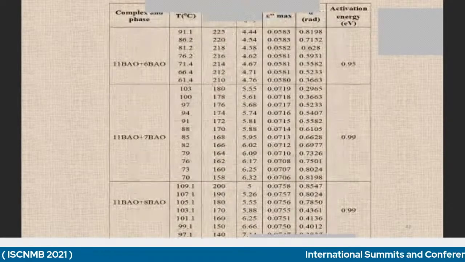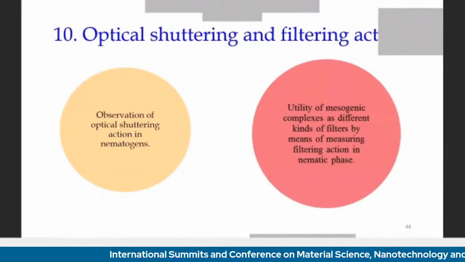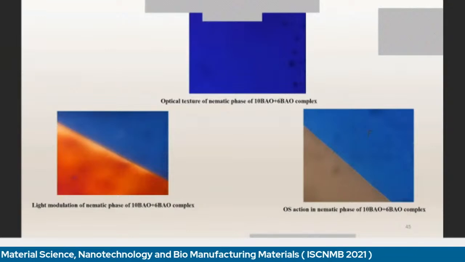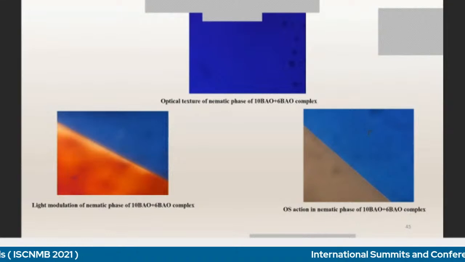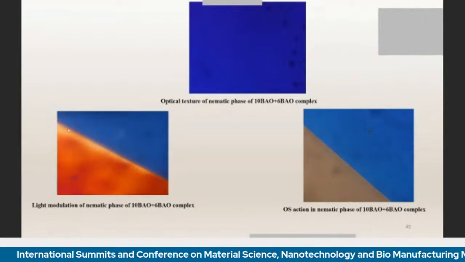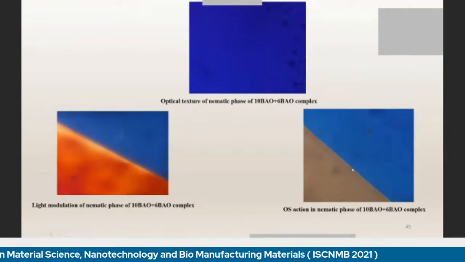And another interesting application is optical shuttering and filtering action. So when you go for a shuttering action, what is shuttering action? When we fill a liquid crystal in a cell, a conducting cell, a polyimide buffered cell, you could see the light is being extinguished in one part. This first diagrammatic representation shows that we have not applied any field. In the second representation, you could see the light is distinctly varying. And in the final one, you could see it is completely extinguished, which we call shuttering action. So it can be used as an optical shutter in cameras. It can be used for blocking the light.